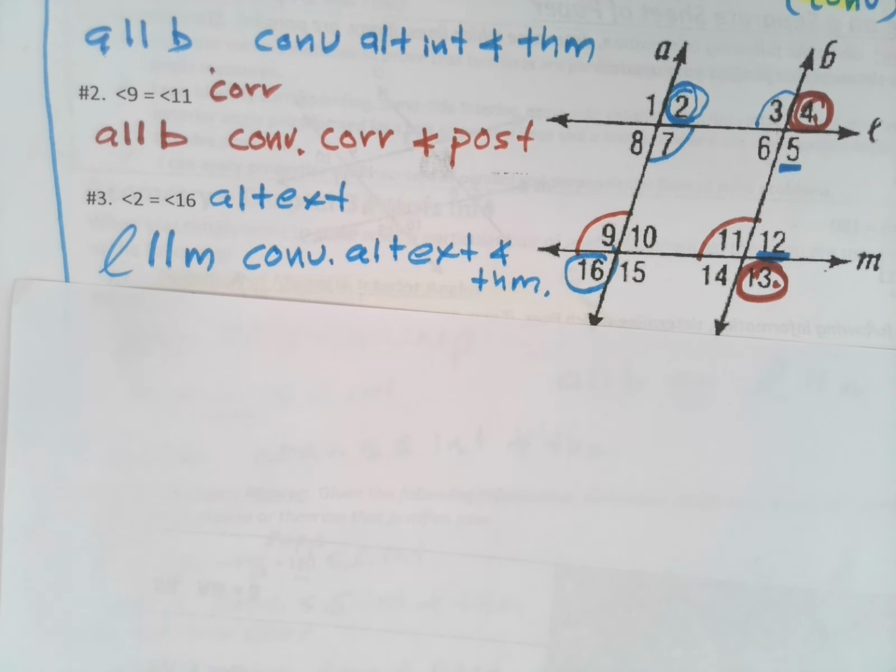Angle 2 and angle 16 are very clearly alternate exterior. One of those is on line L, one of those is on line M. So line L and line M are parallel. And that is based off the converse of the fact that we have some alternate exterior angles.